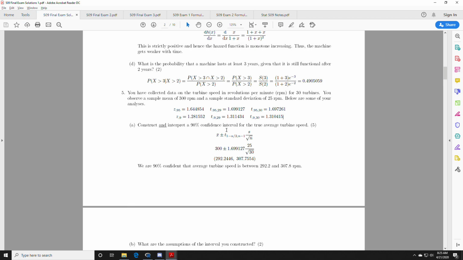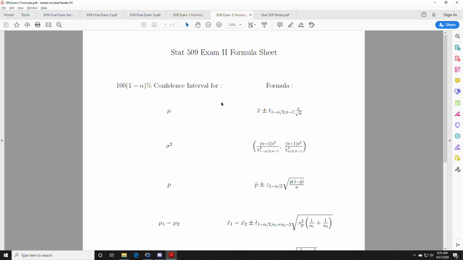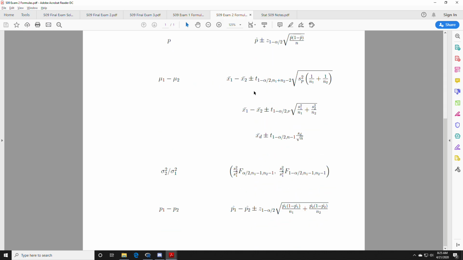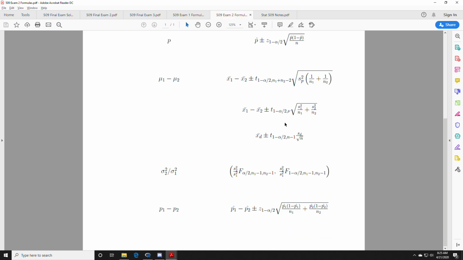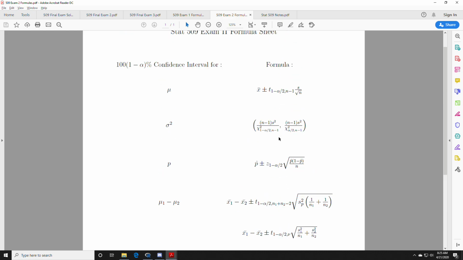We want a 90% confidence interval for the true average turbine speed. Another thing that you could have out with you, maybe it'll be helpful, I'll send it to you again: the sheets for the Exam 2 formulas. For the most part, these certainly aren't as useful as they would have been before, but we should understand what we're doing a confidence interval for, which is the mean, one sample mean.